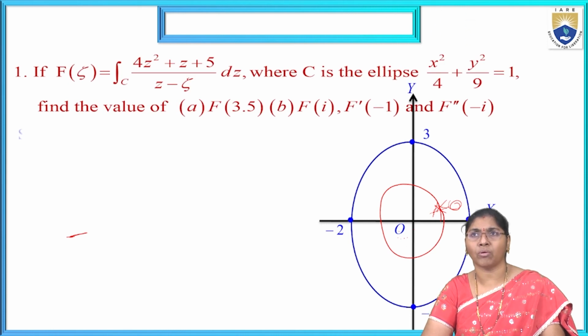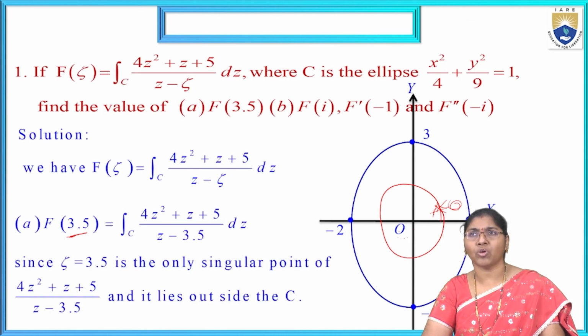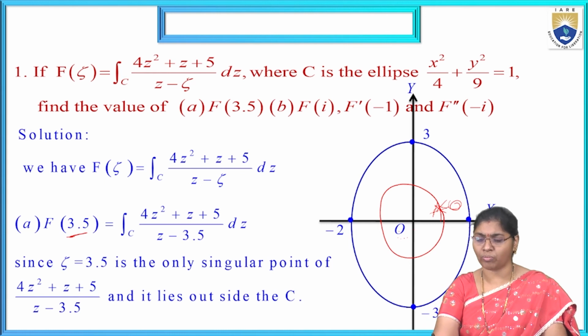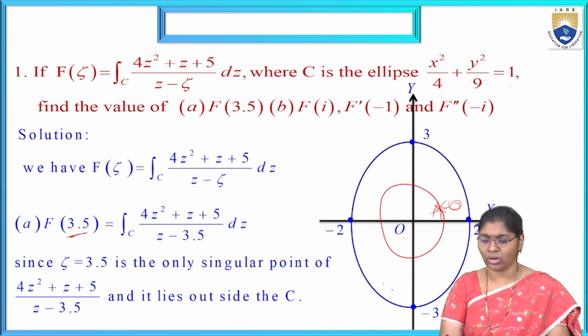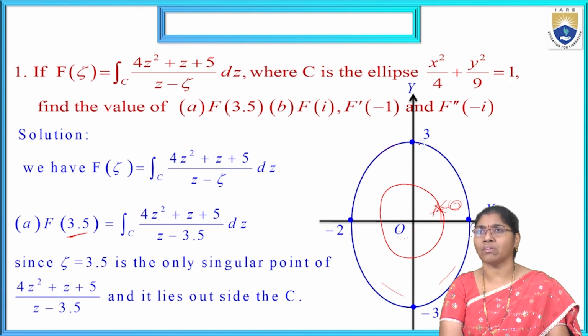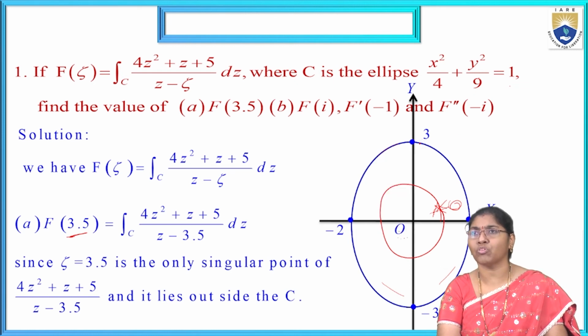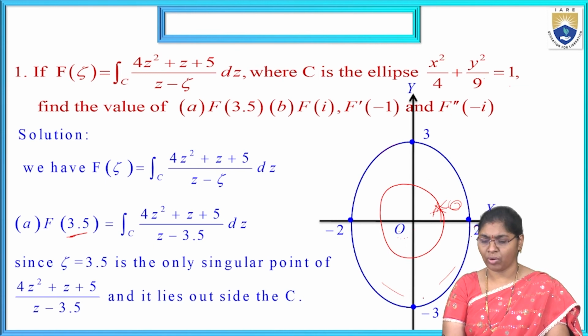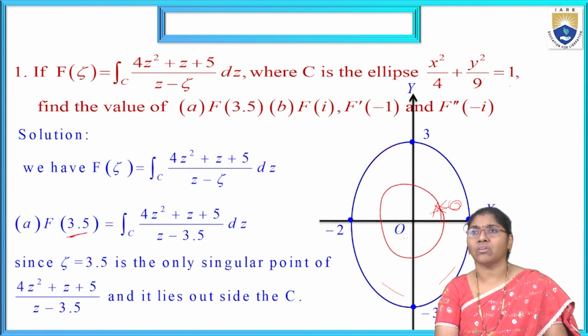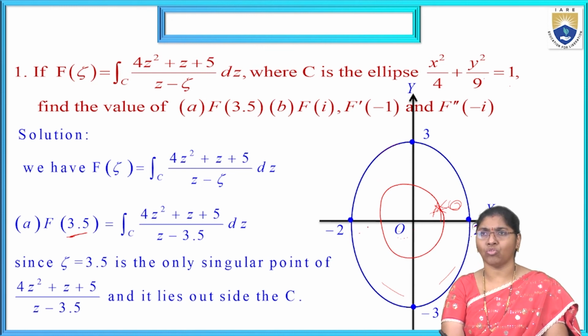Now this is another problem. Here the ellipse is x square by 4 plus y square by 9 equal to 1. The upper value on the y axis is 3. That means 9 is b square, so b value is 3, minus 3. Now this is x square by a square. A square value is 4, so a value is minus 2, plus 2.